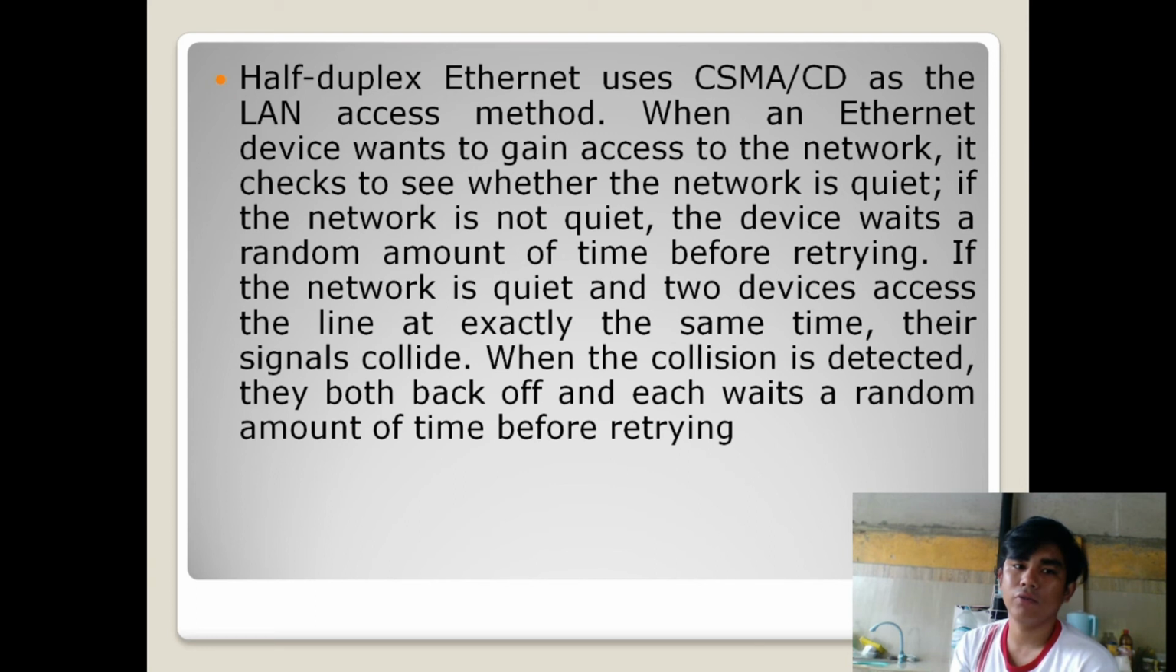When an Ethernet device wants to gain access to the network, it checks to see whether the network is quiet. If the network is not quiet, the device waits a random amount of time before retrying. If the network is quiet and two devices access the line at exactly the same time, their signals collide. When the collision is detected, they both back off and each waits a random amount of time before retrying.